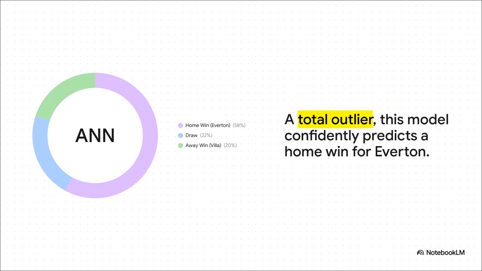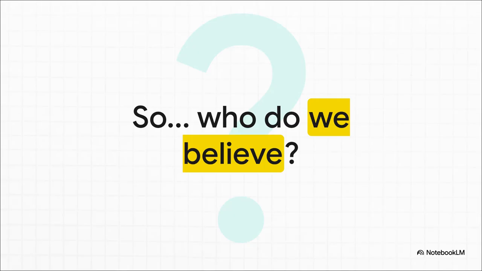And then, just to throw a complete curveball, our artificial neural network, which is designed to think a bit more like a human brain, gives us a totally different opinion. It seems to have latched on to something the others missed, and is confidently predicting a big home win for Everton, giving it a 58% probability. A real outlier.